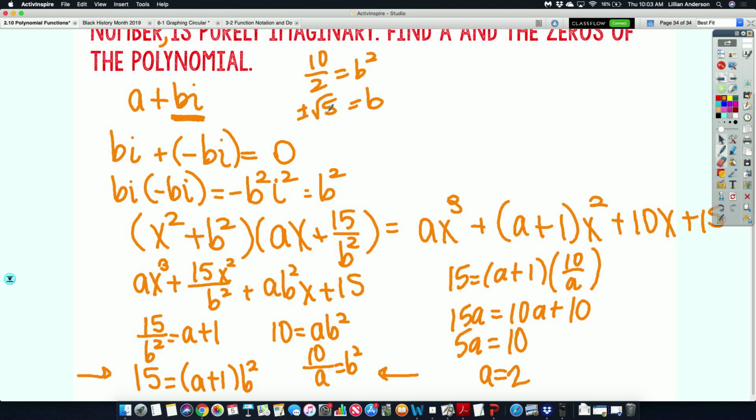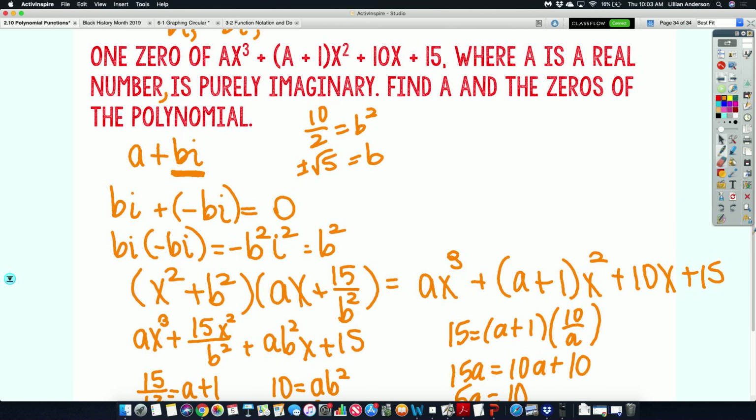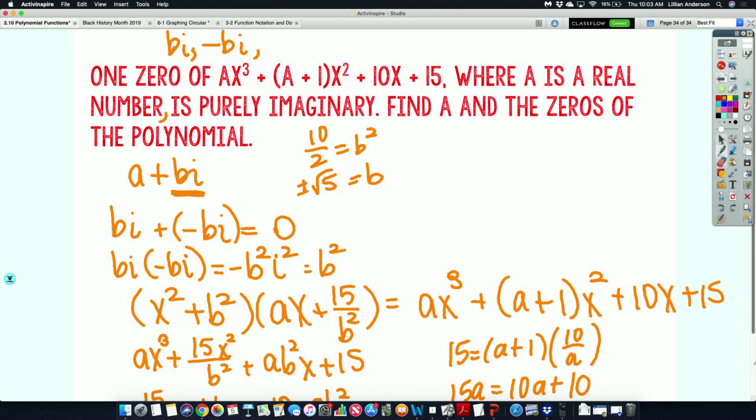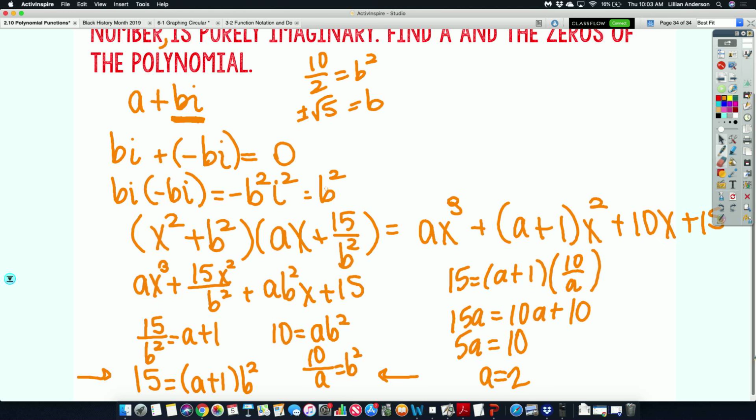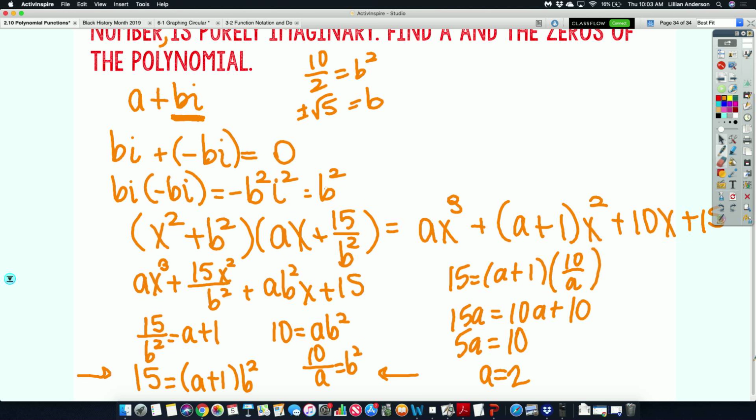What? Wait, no, I missed it somewhere. I found a, and the rest of the question said to find the zeros of the polynomial. So I needed to figure out what my b was, because those were my imaginary zeros. So I made a mistake somewhere. I didn't mess up. I just forgot to add the i.